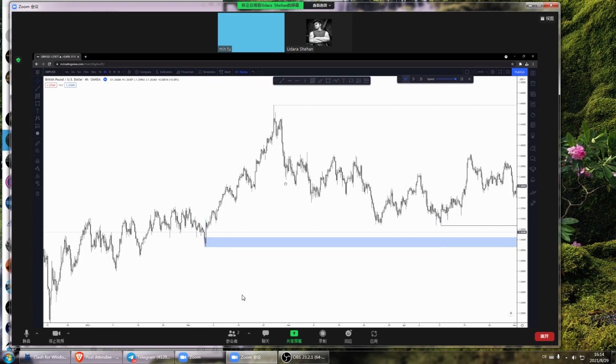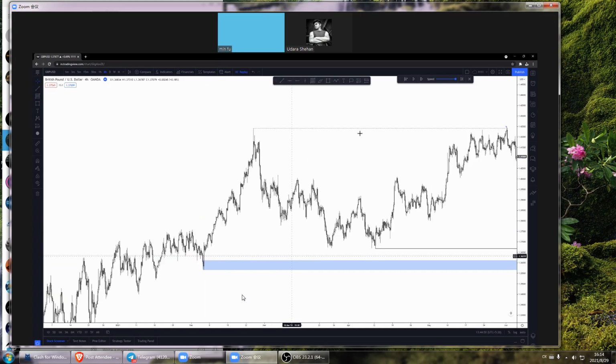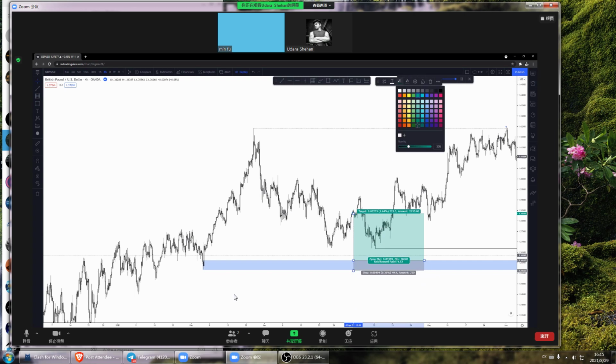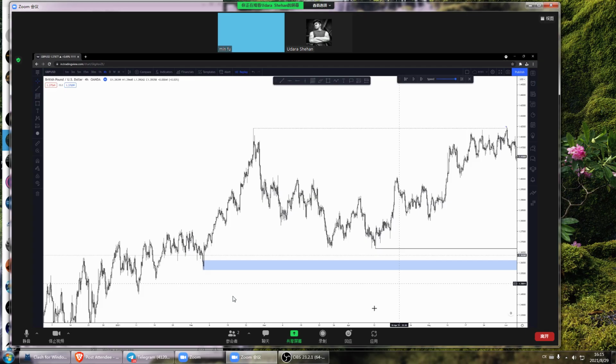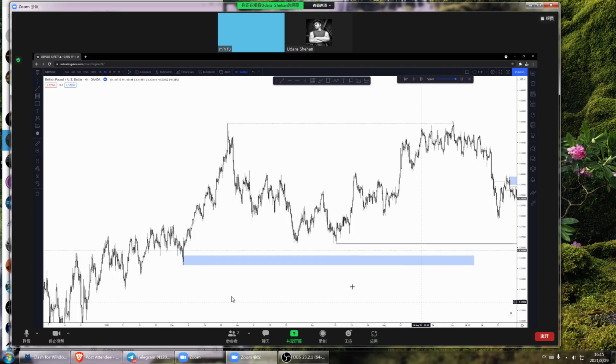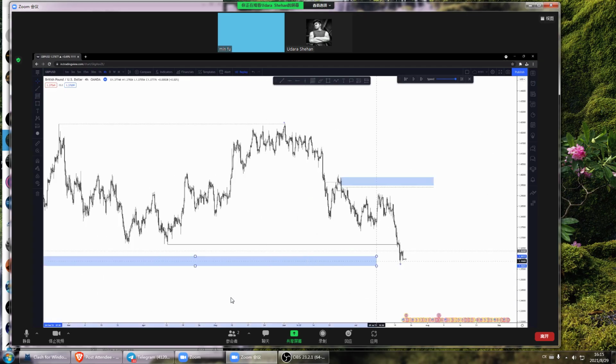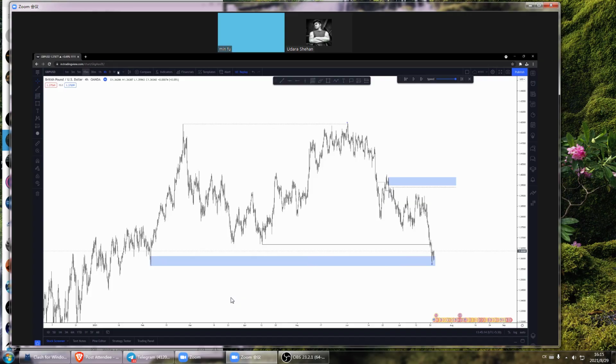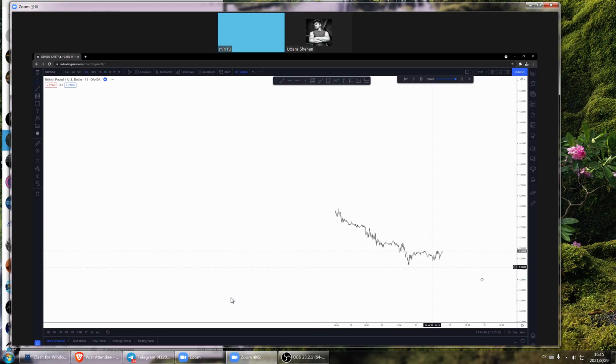Now remember, this is just a point of interest. We are not going to buy as soon as price taps into this. We will wait until price gives us a reaction, for more confirmation. So this is what we're going to do. Let's have this marked, and then once price comes into this, we will go to a lower time frame, let's say a 15-minute.